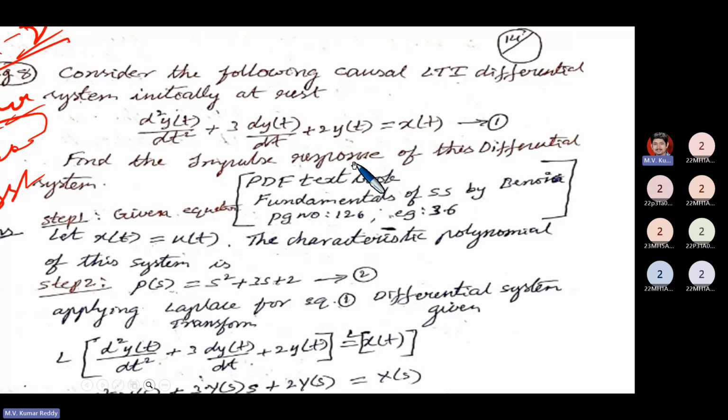Okay, what is the second concept? Impulse response. This impulse response is very, very important in the total subject.